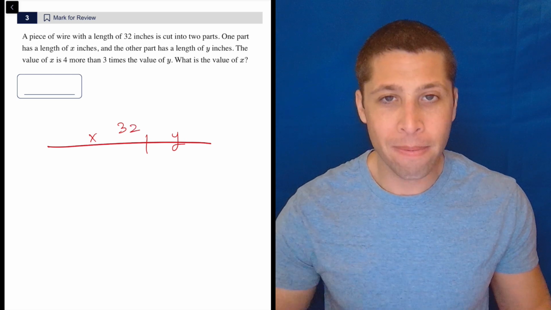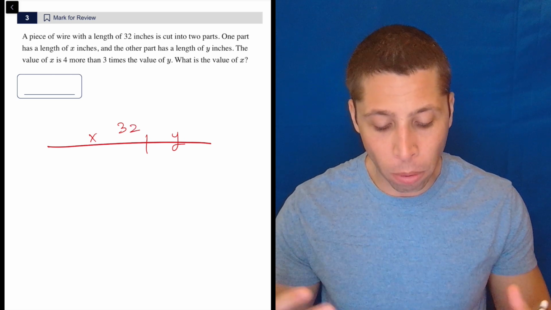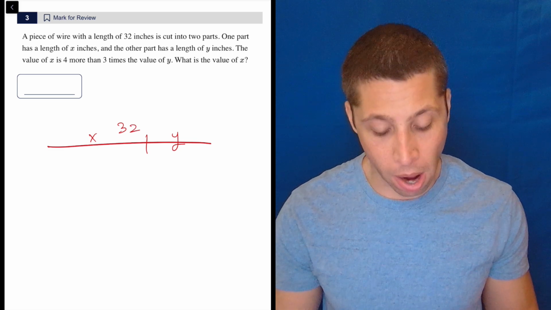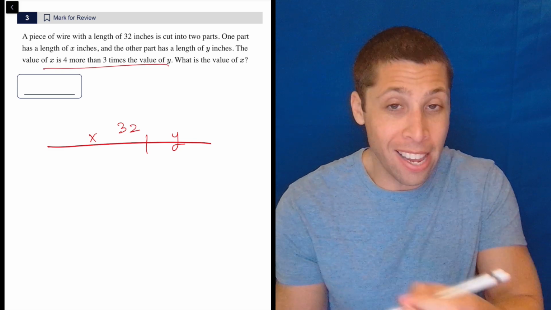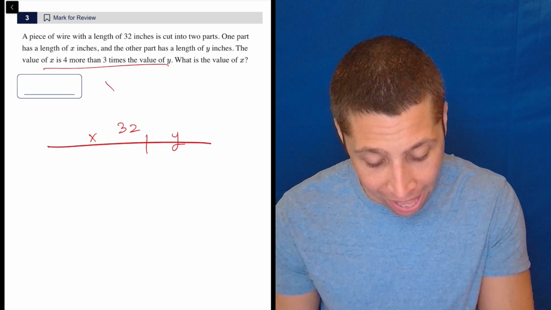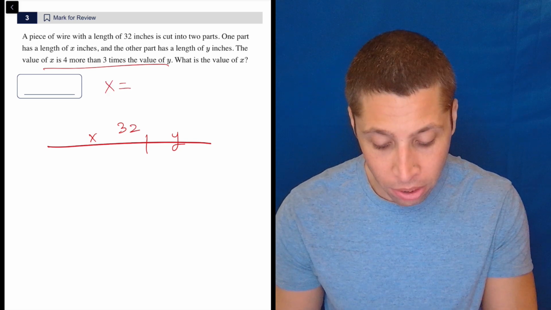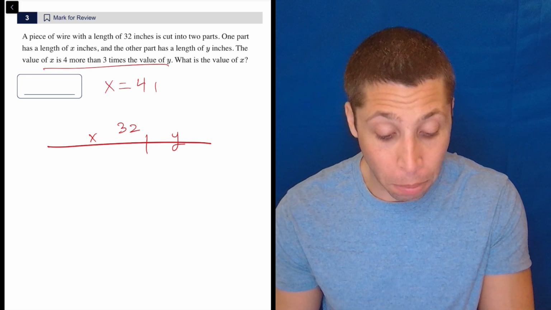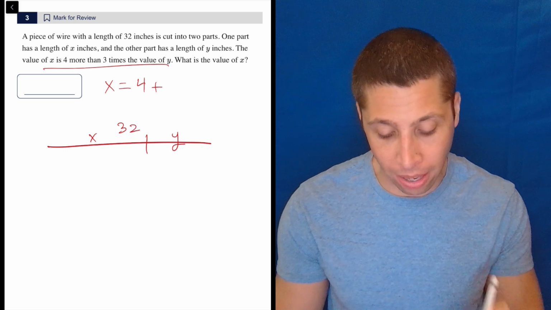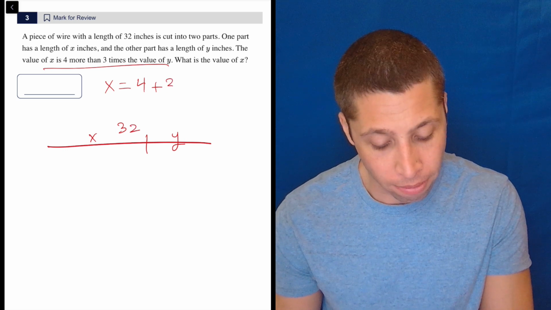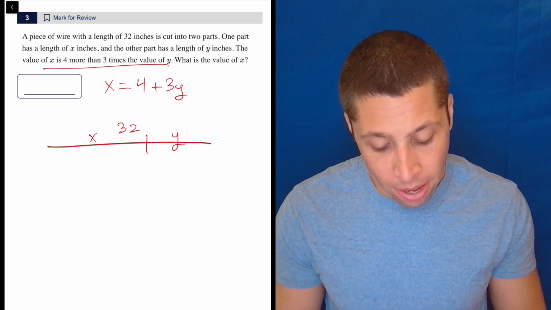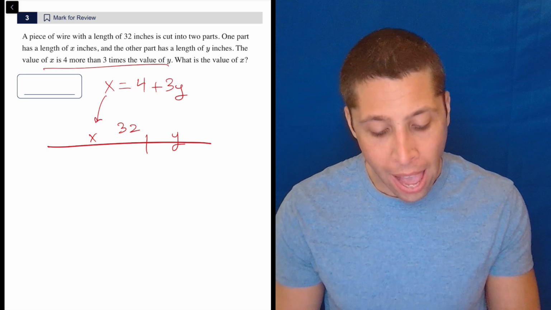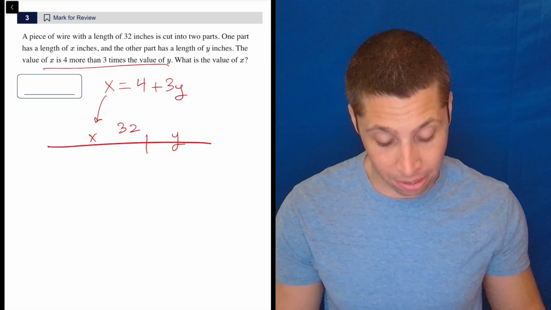So you just take it piece by piece here, right? 4 more than 3 times the value of y. So you can literally just read this in order and build the equation. x equals 4 more than, so that's 4 plus, not 4 times, 4 more than 3 times the value of y, right? So now we have an equation that we can substitute in here, and x plus y has to equal 32.